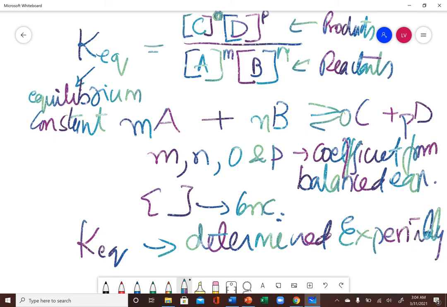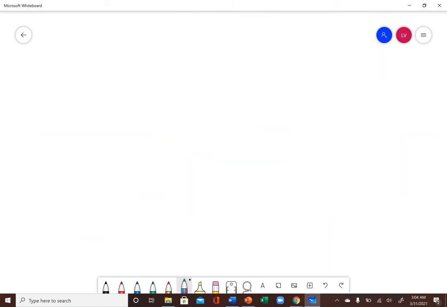All right, so we have a quantitative measure of equilibrium, the equilibrium constant KEQ, which is a ratio of the concentration of products to reactants raised to their coefficients from the balanced equation. KEQ has to be determined experimentally. The value of KEQ gives us a good idea about the concentration of the products and reactants.